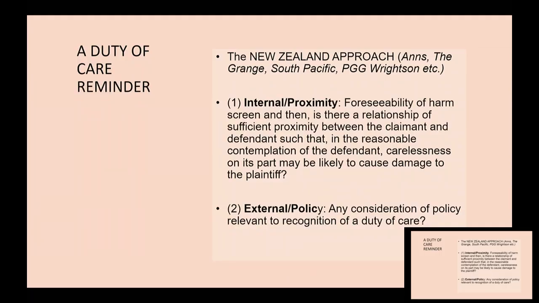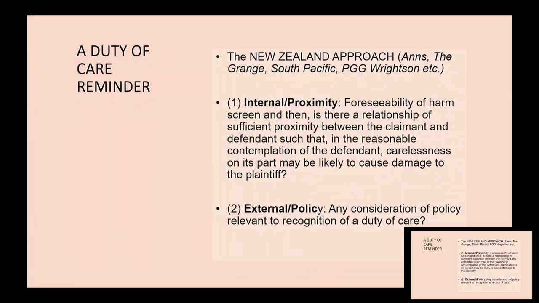But when you move to a novel situation, the New Zealand approach is set out in cases like the Grange and South Pacific, and it involves a two-part inquiry. The first is the internal inquiry. We have the foreseeability of harm screen, and then there is a relationship, then the question of is there a relationship of sufficient proximity between the claimant and defendant, such that in the reasonable contemplation of the defendant, carelessness on its part may be likely to cause damage to the plaintiff.